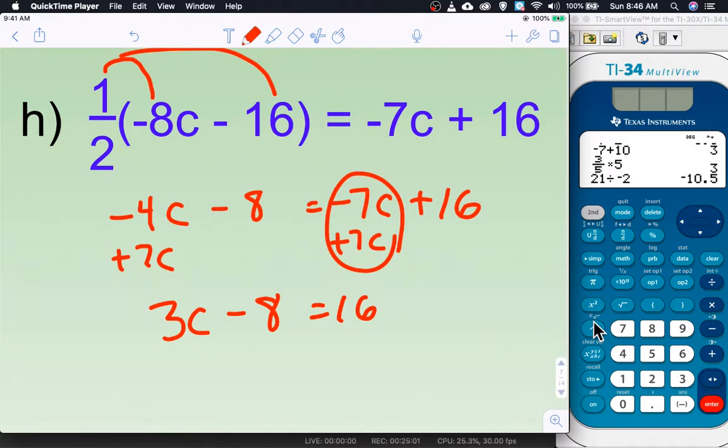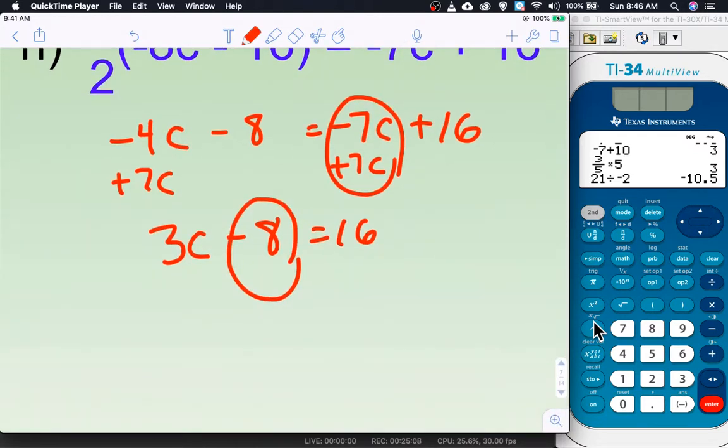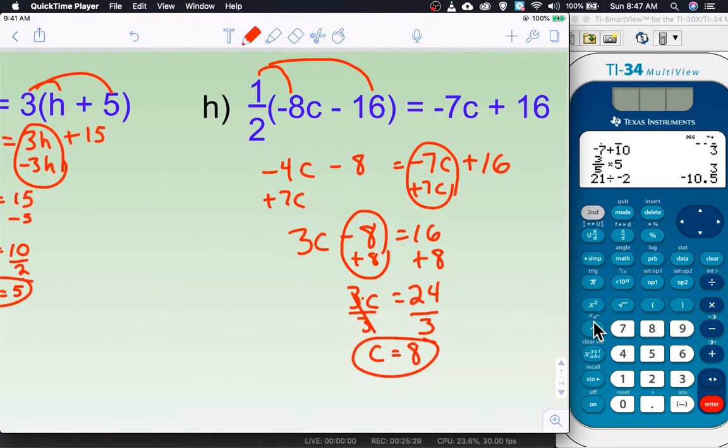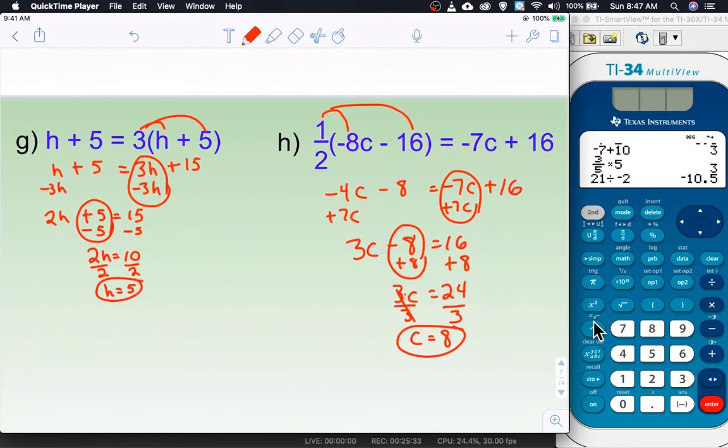We did distributive property. We got rid of the variable on the right. Now we're going to get rid of add and subtract, and then followed by get rid of the multiply and divide. So we're going to add 8 on both sides. 3c equals 24. And then finally, when you divide by 3 on both sides, to get rid of the multiply by 3 that was there, c equals 8. And there's your letter H. And there's both of them.